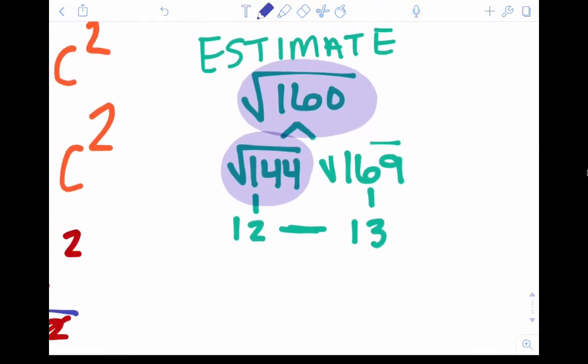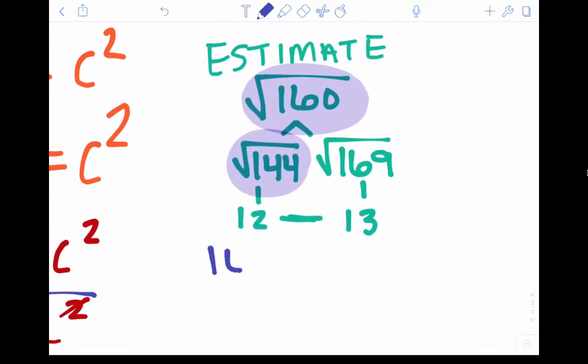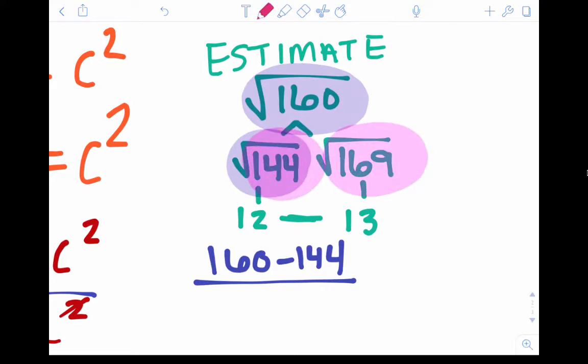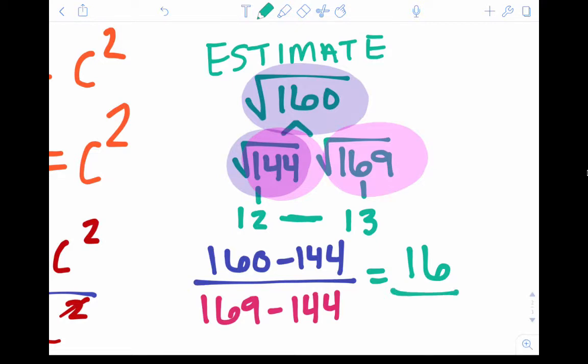So I have 160 minus 144 over the larger minus the smaller. So over 169 minus 144. When I subtract those, 160 minus 144 is going to be 16. And then 169 minus 144 is 25.